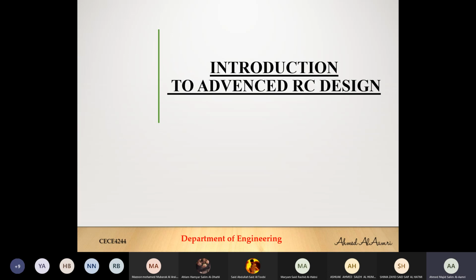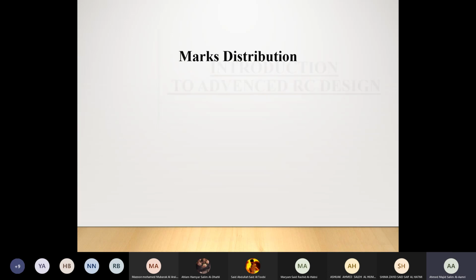The first thing that normally we start with is the mark distribution, and this is the most important part for you. Now, this semester is a little bit different from the previous semesters. It is going to last only 8 weeks, and according to that, the assessment might be slightly different from last semester. It's not yet confirmed, but this is the proposed one, and we are assuming that this is going to be the final decision.